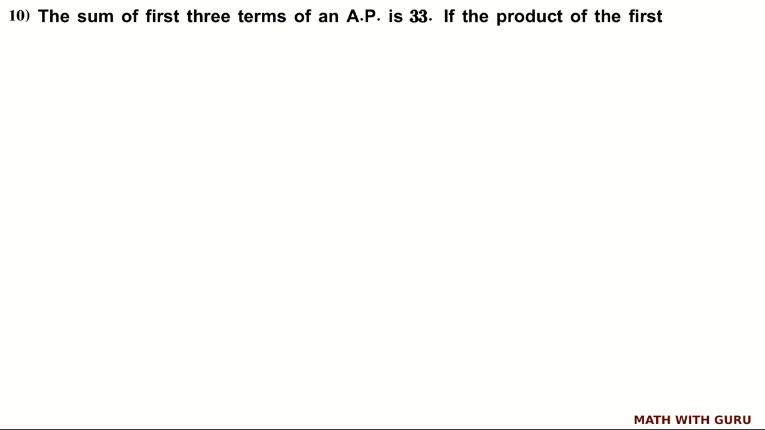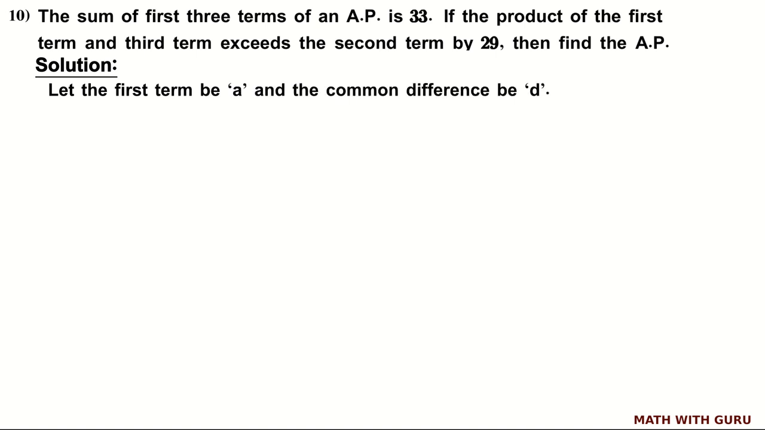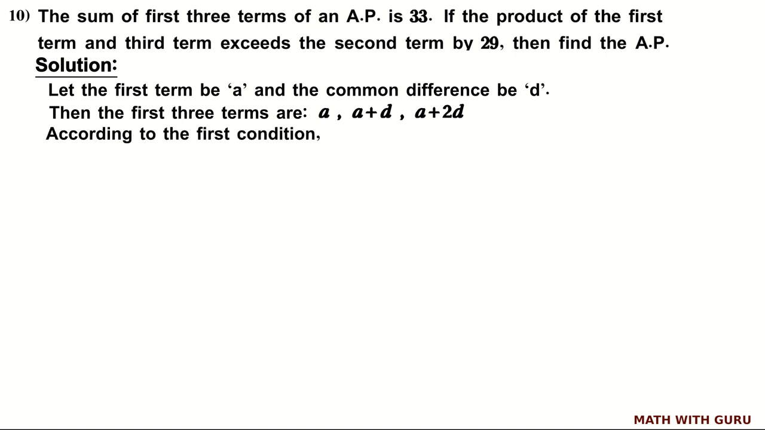10th question. The sum of first 3 terms of an AP is 33. If the product of the first term and the third term exceeds the second term by 29, then find the AP. Let the first term be A and the common difference be D. Then the first 3 terms are A, A plus D and A plus 2D. According to the first condition, A the first term, A plus D second term, A plus 2D third term, their sum is 33.